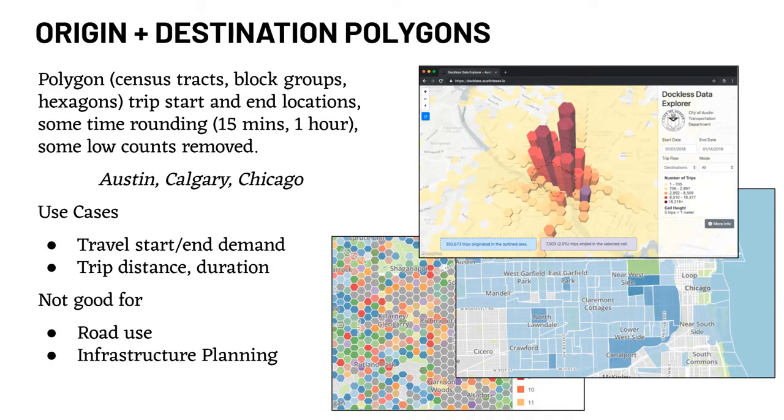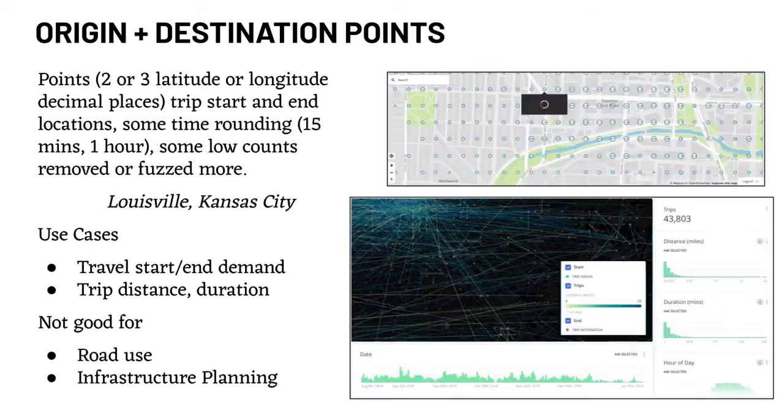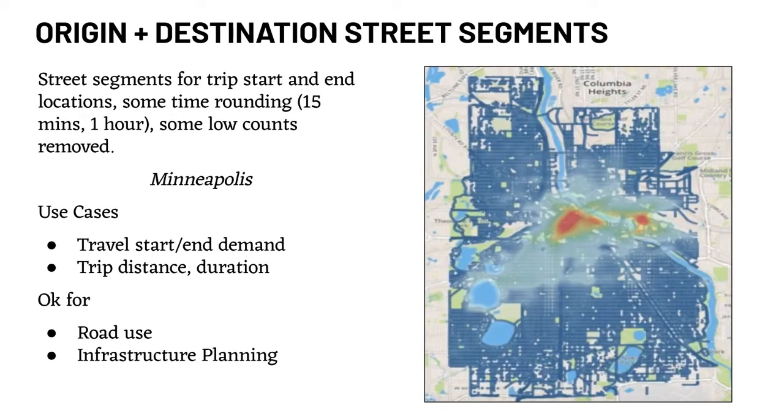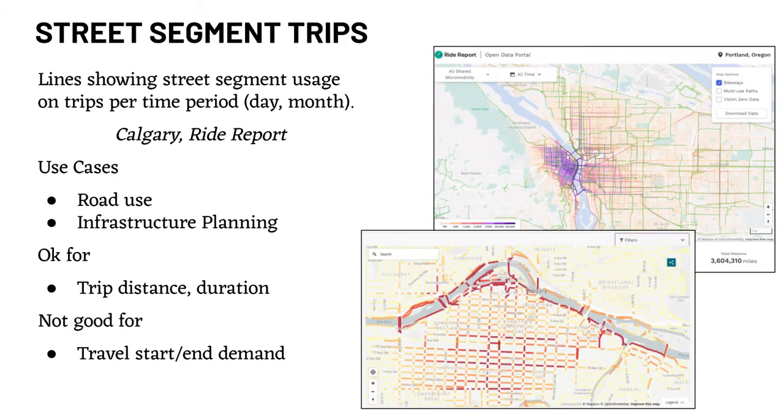You can see an example here. I'm just going to go through these quickly, but Austin, Calgary, and Chicago put it into these buckets when they publish it about trips and origin, destination information. Louisville and Kansas City bucketed a different way by truncating the latitude and longitude. It's good for some use cases, not for others when you get to this aggregation level. Minneapolis snaps it to the different streets, and some other people do as well. And then there's even street segments, which is maybe a newer method that some cities are using, like Calgary and a company called Ride Report, to publish the data.